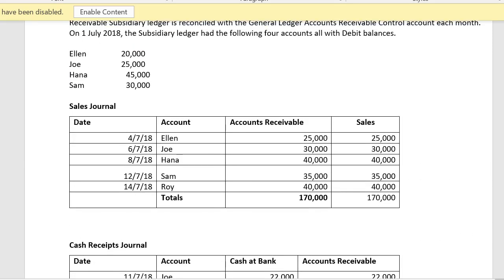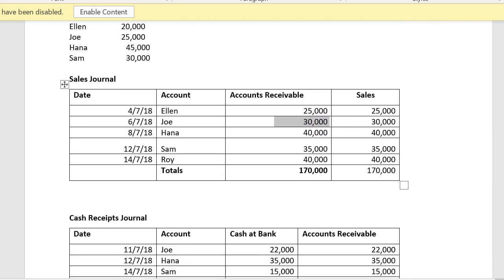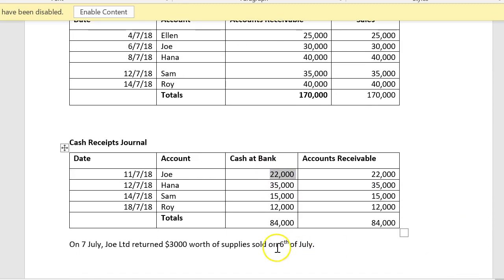Joe. Okay, what's Joe's opening balance? It's 25. They made credit sales to Joe of 30. It's 45. They collected cash from Joe, 22. They also received returned goods from Joe worth $3,000. That's a sales return.